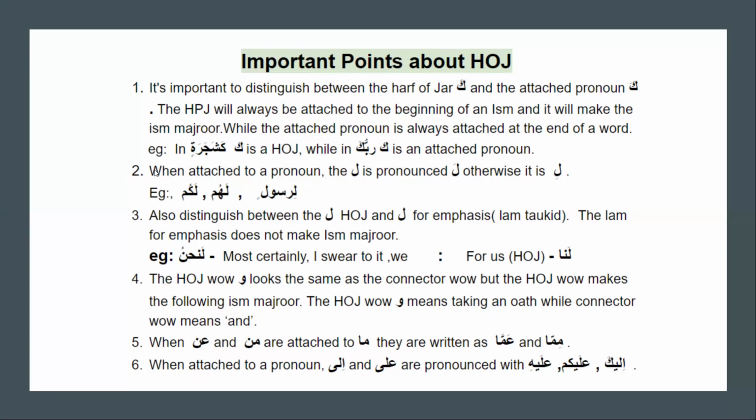So okay, this is one important point. The second important point is about lam. It can come as li, or as lam with fatha. So when it is attached to a pronoun, the lam is pronounced with fatha, la. Otherwise it is li, like li khalidin, for Khalid, li rasulin, for a messenger. But when it is attached with a pronoun like hum and kum, then it becomes lahum, lakum. So this lam takes fatha when it is attached with a pronoun.